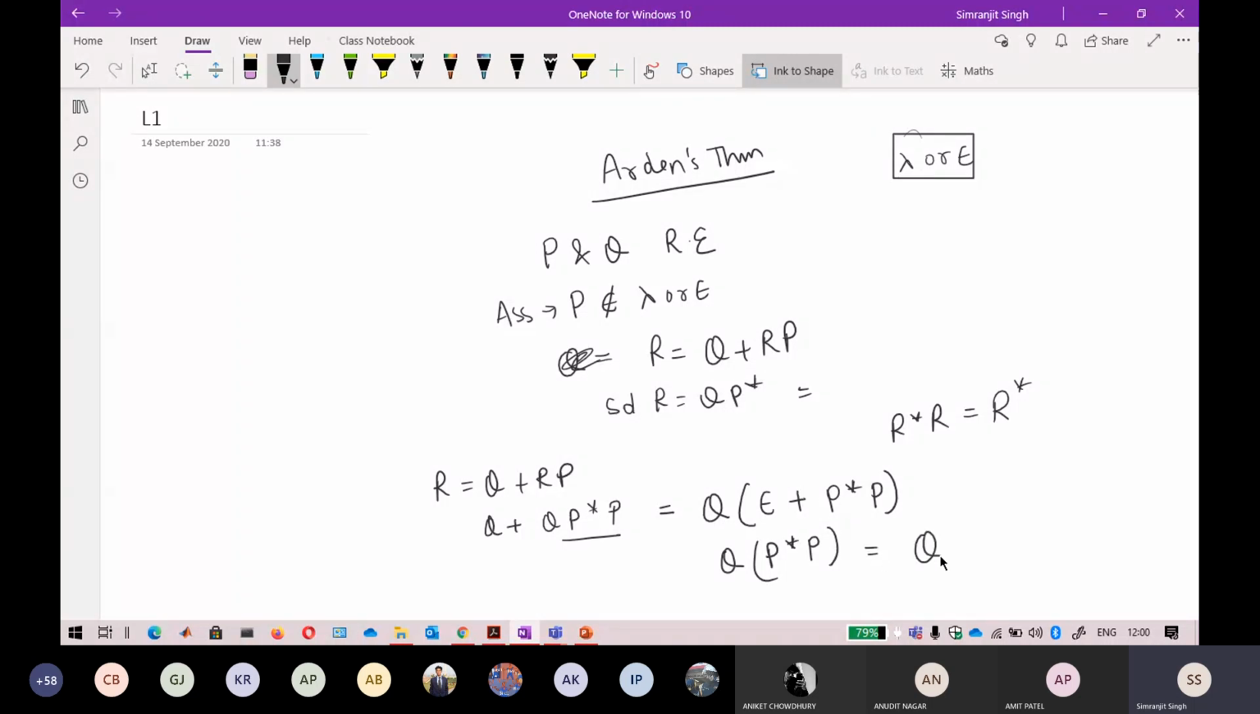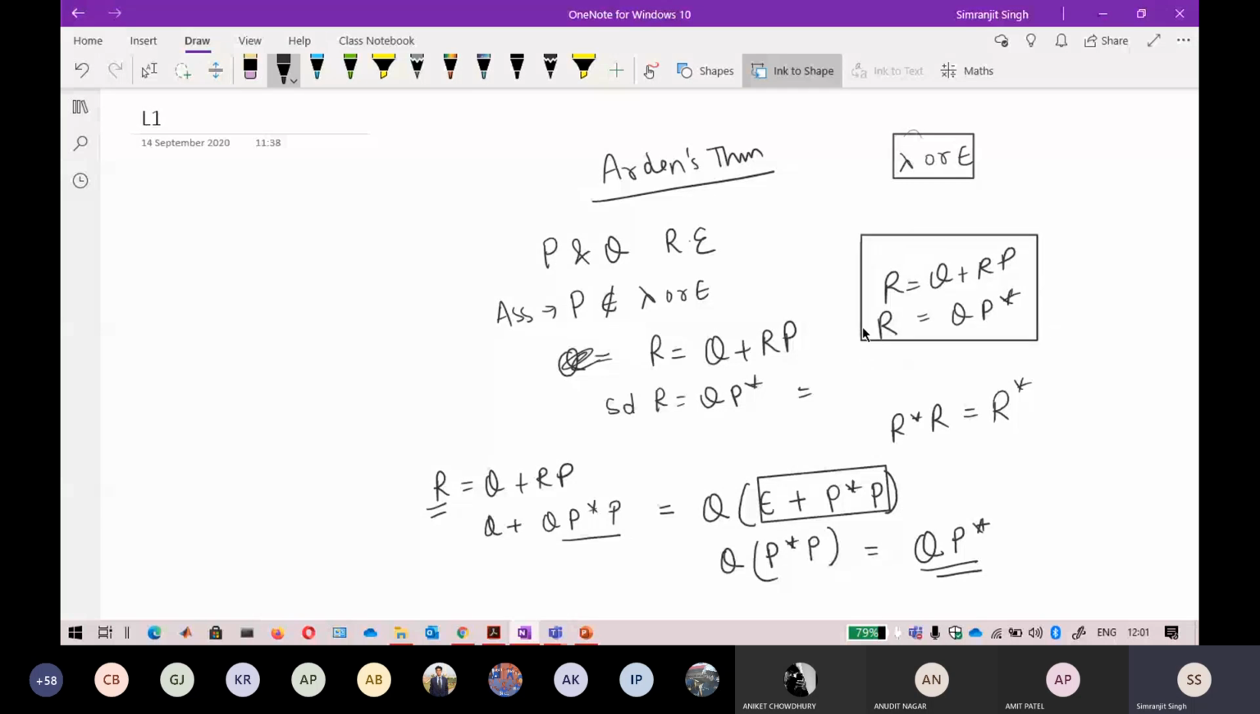So P star P, like R star R, is a property of regular expressions, as well as the identity I told you at the start. P star P can also be written as P star. Again the left hand side becomes equal to the right hand side. So by solving it you can get to QP star. That is the main thing here. If you don't remember it, you just take a little bit of derivation to extract this expression. Otherwise it is very simple.